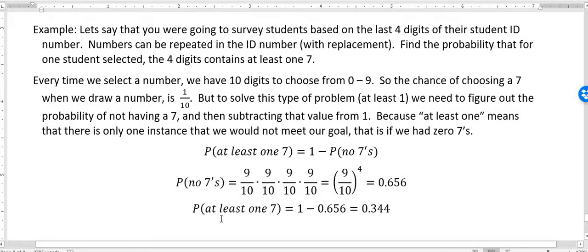And then the next step is to say, well, the probability of at least one 7 is 1 minus the probability that there were no 7s, which is 0.344.